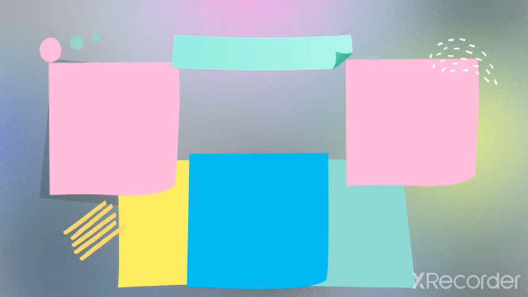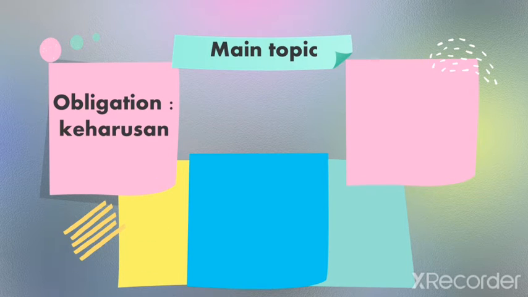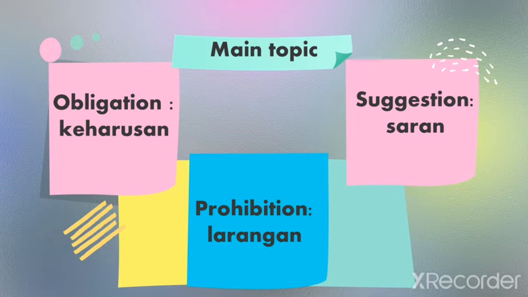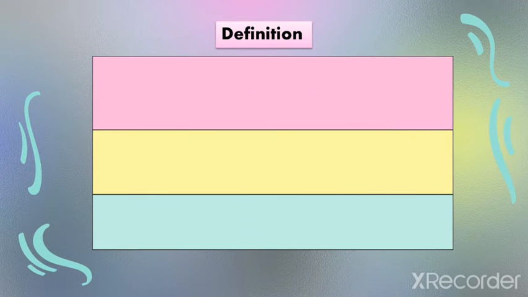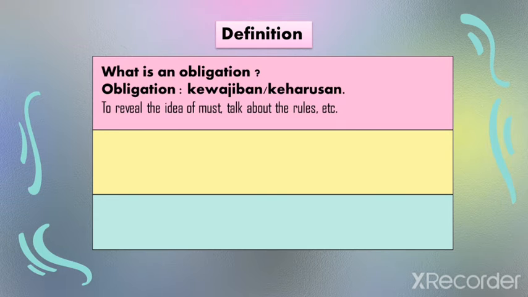Alright smart students, the main topics in this material are obligation, yang artinya keharusan, prohibition, yang artinya larangan, and suggestion, yang artinya saran. What is an obligation? Obligation yang artinya keharusan atau kewajiban. Expression of obligation is to reveal the idea of must, talk about the rules, and etc. Jadi, obligation ini merupakan ekspresi untuk mengungkapkan keharusan atau kewajiban. Contohnya, sebuah aturan dan sebuah kewajiban.